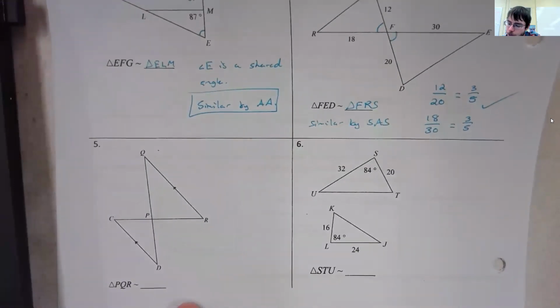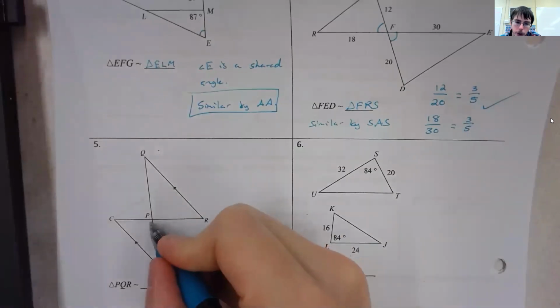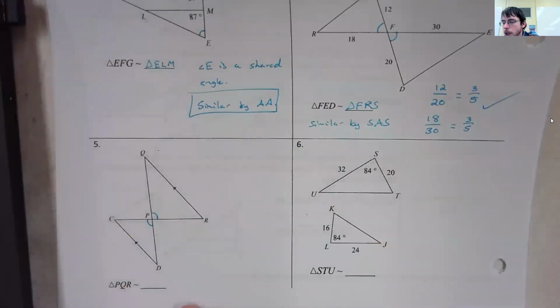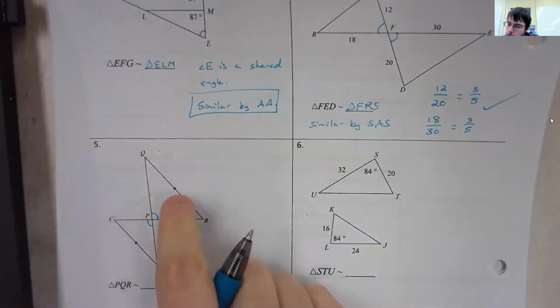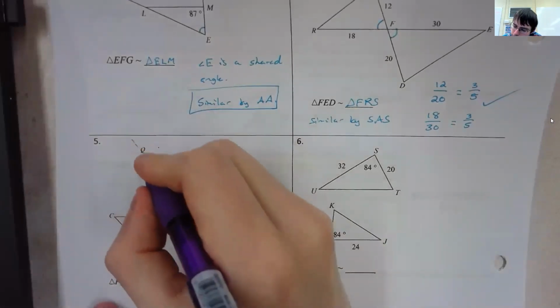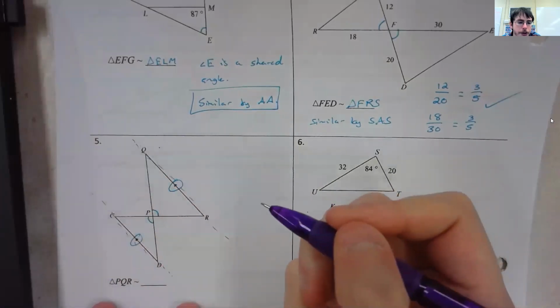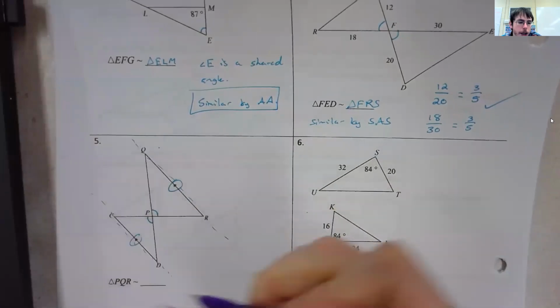Number 5. Number 5 is a little bit of a unique case. We can immediately see that we have a pair of vertical angles here at point P. So that's one pair of the congruent angles. We see that we don't have any sides, but we do see that we have some parallel lines. Now here's where our parallel lines and transversals from previous units comes in. If we extend these parallel lines, both QD and CR become transversals.